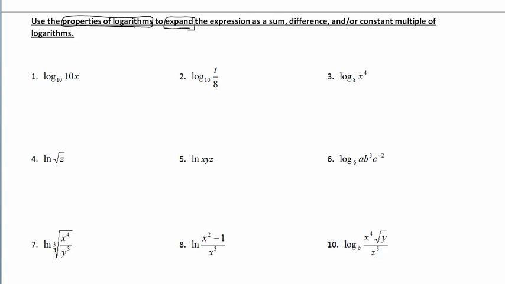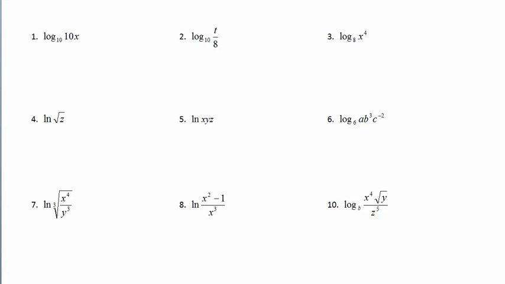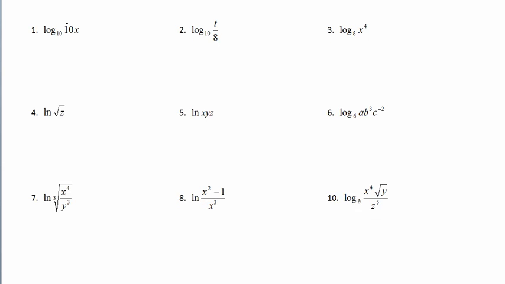So by inspection, look at number one. You have three properties that you can draw from. I don't see a fraction, so it can't be the quotient property. I don't see an exponent, so it's probably not going to be the power property. But I do see a product. I see the factor of 10 and the factor of x. So I'm going to apply the product property. So I'm going to keep log base 10, the first factor is 10, plus, and then give the other factor x its own log as well, log base 10 of x.